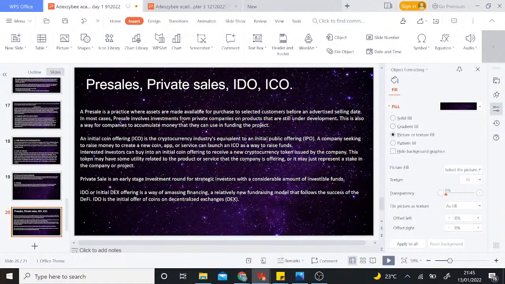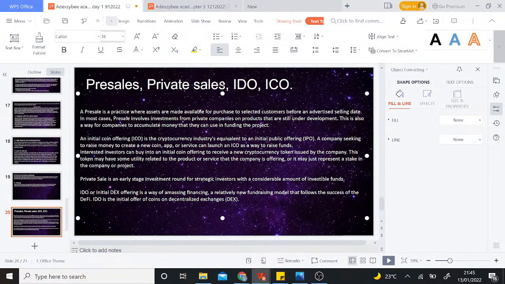Then the next one has these guys here: pre-sales, private sales, IDO, ICO, IEO. There are a lot of them. You can browse about them, and all of them mean almost the same thing. And these are their definitions here. A pre-sale is a practice where assets are made available for purchase to selected customers before an advertised selling date. Do you get it? It's just a way in which they raise funds, like a pre-sale.